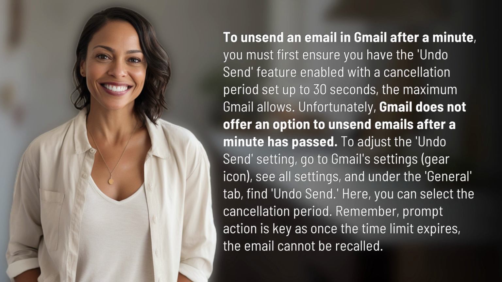To adjust the Undo Send setting, go to Gmail Settings, gear icon, See All Settings, and under the General tab, find Undo Send. Here, you can select the cancellation period. Remember, prompt action is key, as once the time limit expires, the email cannot be recalled.